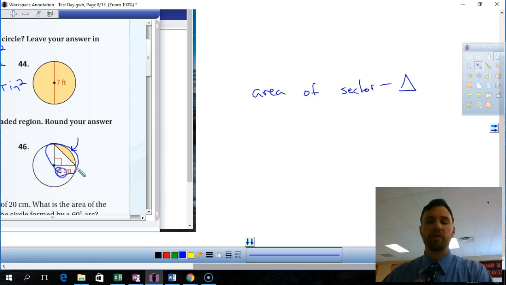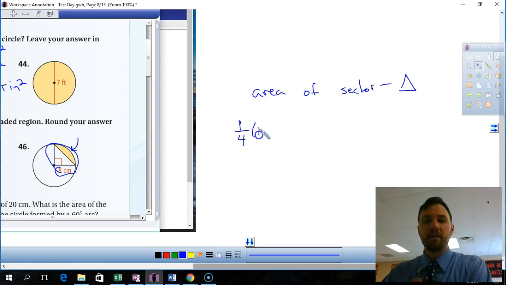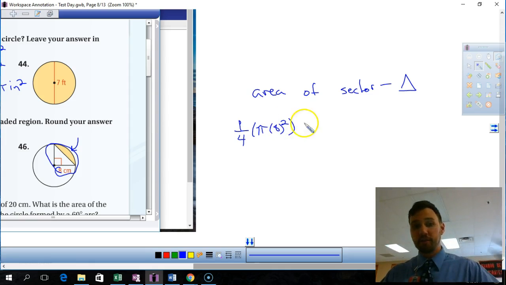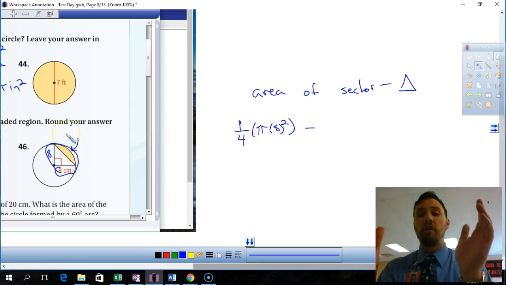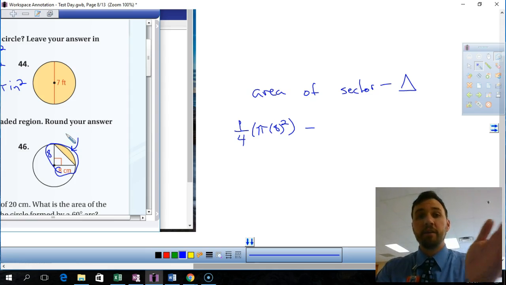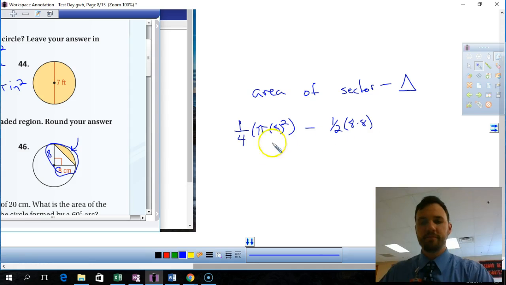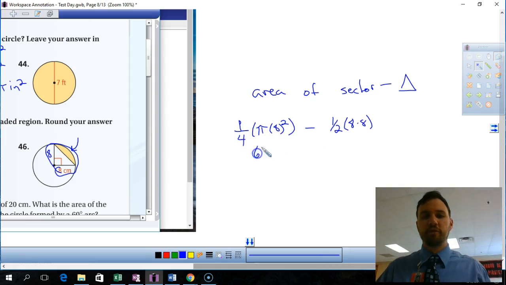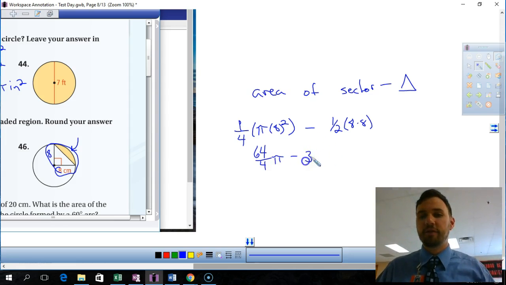do you see how this makes up a quarter of a circle? So I'm going to do 1/4, or you can do 90 over 360, which is 1/4, times the area of the circle, which is pi 8 squared, because it's pi r squared. I'm going to subtract from that. It's a right triangle. That's 8, this is 8, because all radii on a circle are congruent. So if that's 8, the other one's 8. Minus my area of a triangle is 1/2 8 times 8. So I get 64 over 4 pi minus half of 64 is 32.